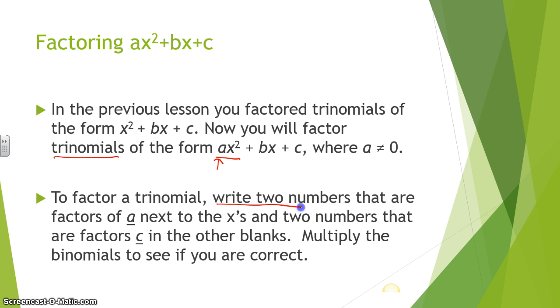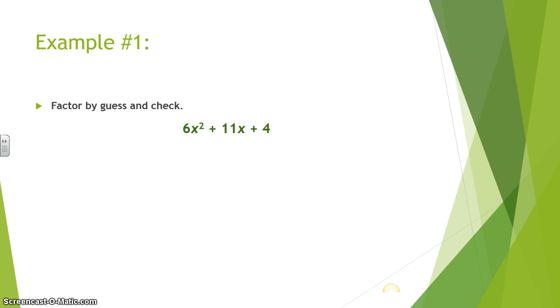So to help you, write two numbers that are factors of a next to the x's, and two numbers that are factors of c, and that's going to help you determine what your factors could be of the trinomial. And what you'll do is multiply the binomials to see if you are correct, to check your work. So let's get started with some examples here right away.